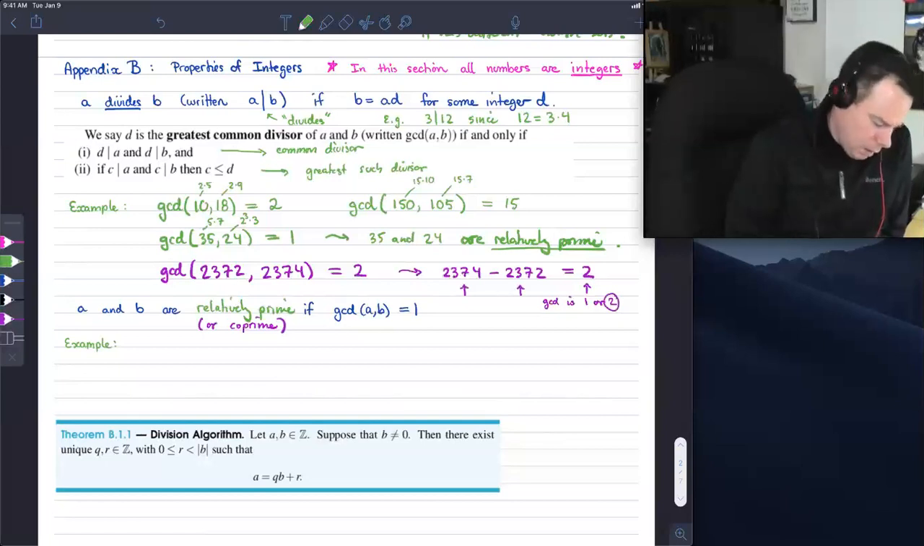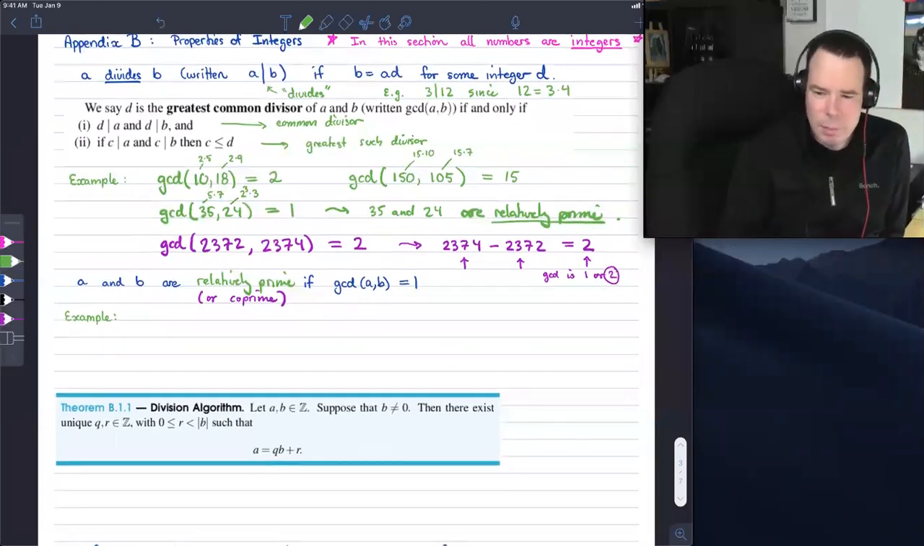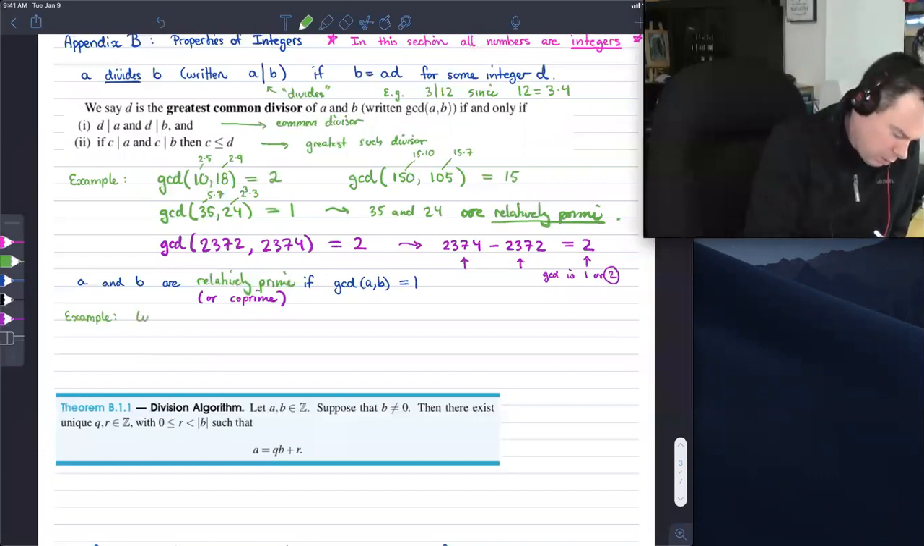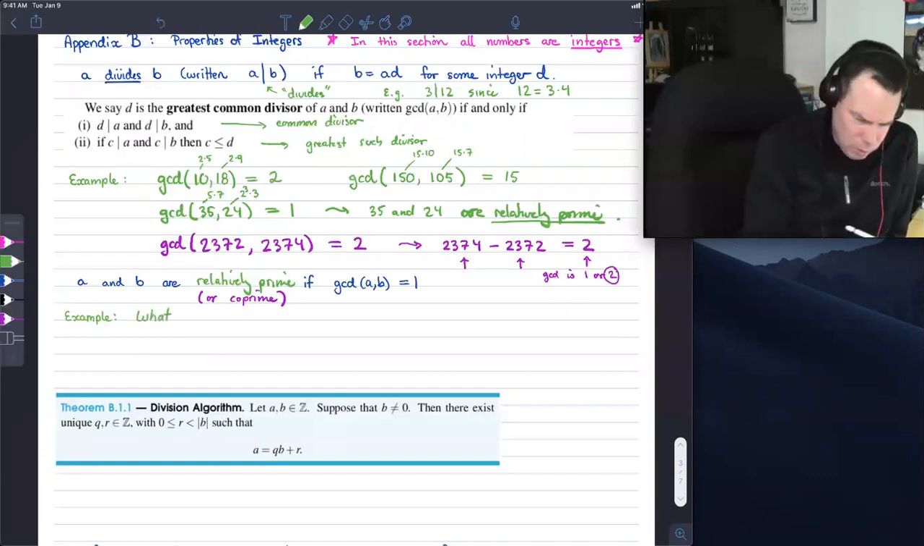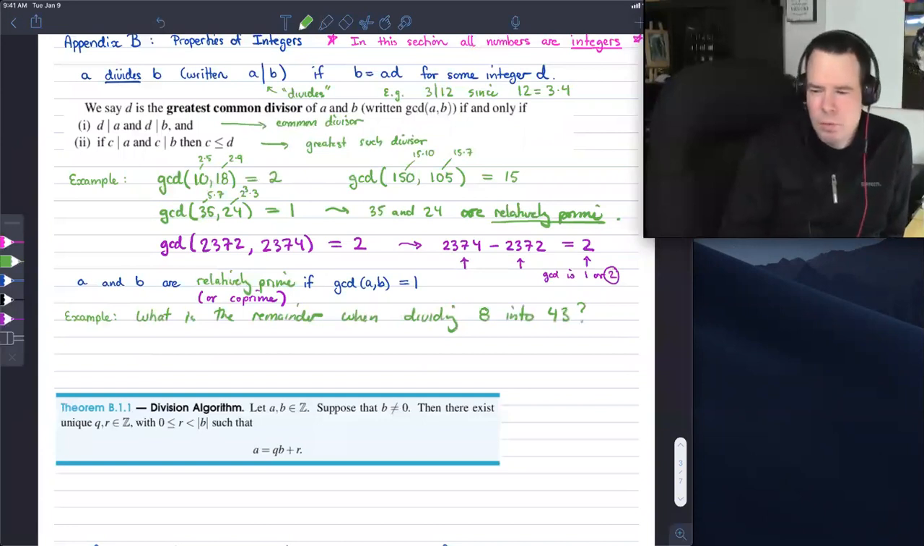Okay. Now most of what we're going to do over the next couple of examples is getting into this idea of trying to find this effective way to compute a GCD. So what I'm first going to do is look at this notion of division and remainder. So what is the remainder when dividing 8 into 43? So if I take the number 43 and I divide 8 into it, how many times does 8 go into it and what is left over?